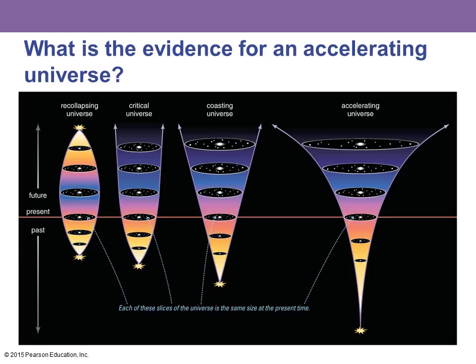The second one is what's called a critical universe, which is where the universe continues expanding, but at a set pace. And then we have a coasting universe, which is very similar to a critical universe, but expanding at a slightly higher rate. And finally, an accelerating universe, where the longer time progresses, the faster the universe will expand.